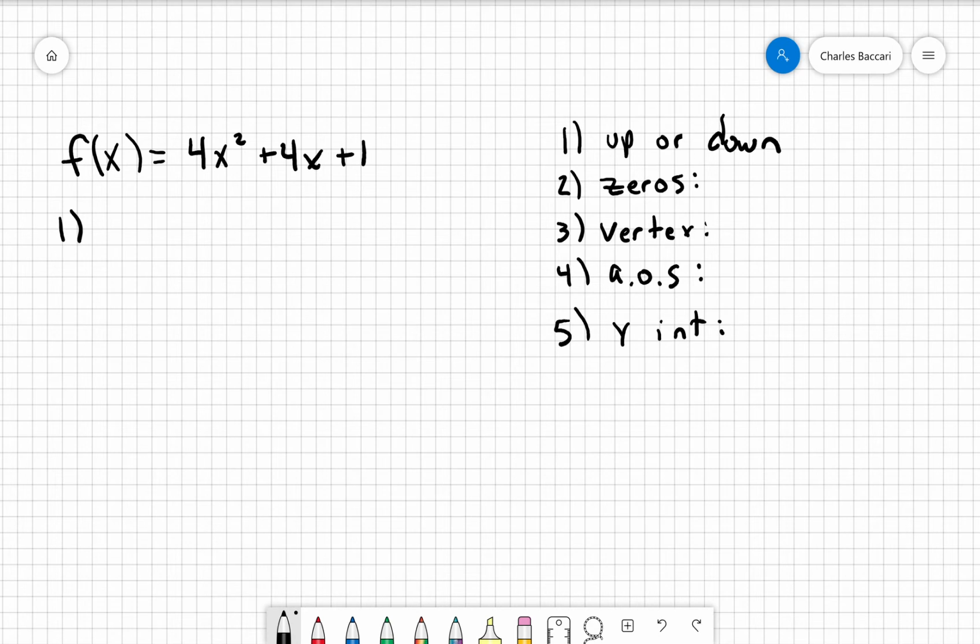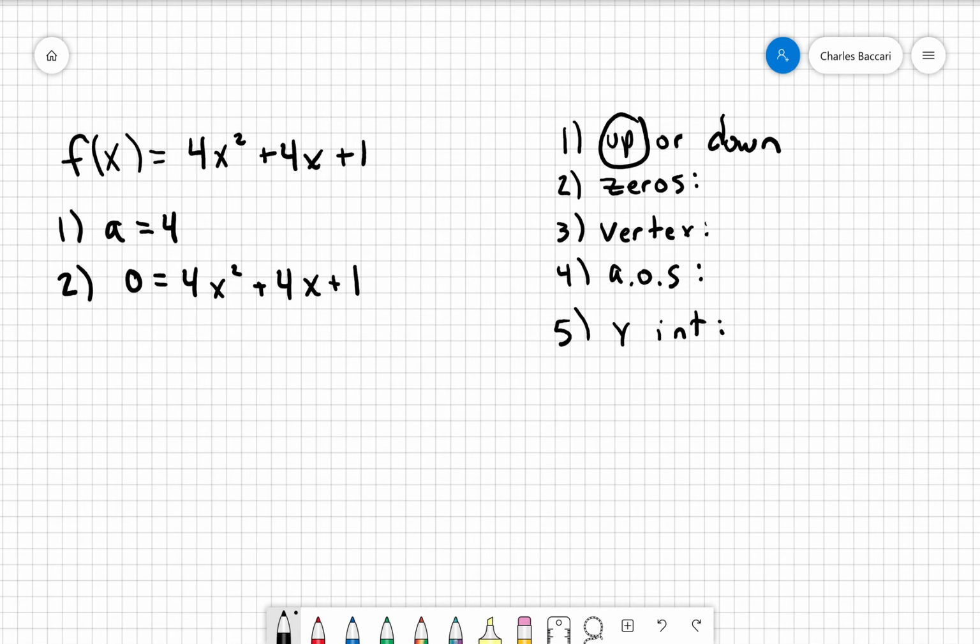Okay, so without further ado, we're doing example 3 from the Graphing Quadratics worksheet, the guided worksheet. So let's go through our list here. We have a being equal to 4, which means it's positive, so it's upward facing. If we want the zeros, we have to factor this. We have 0 is equal to 4x squared plus 4x plus 1.